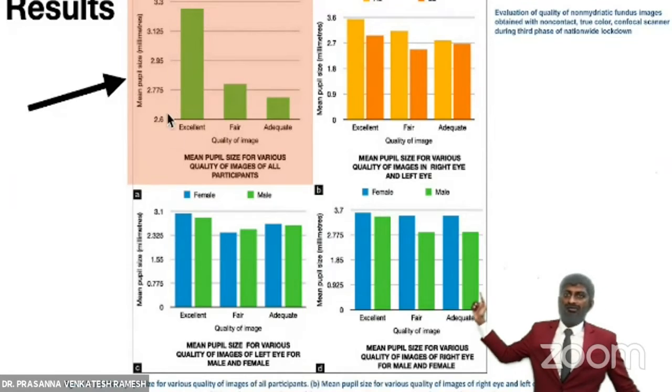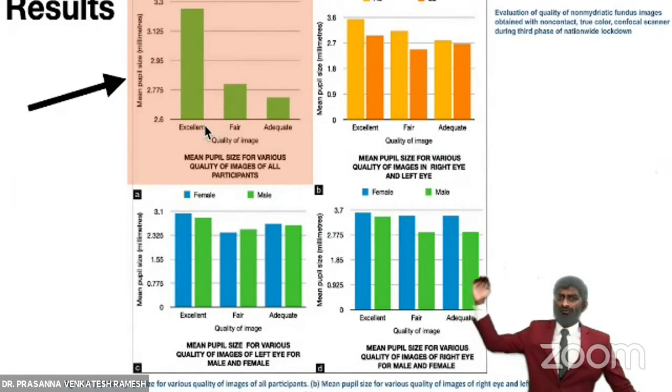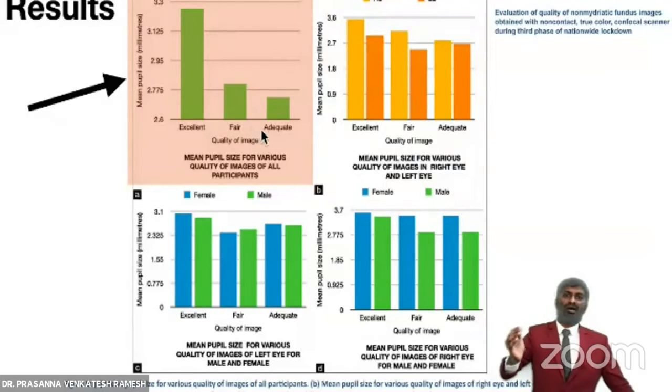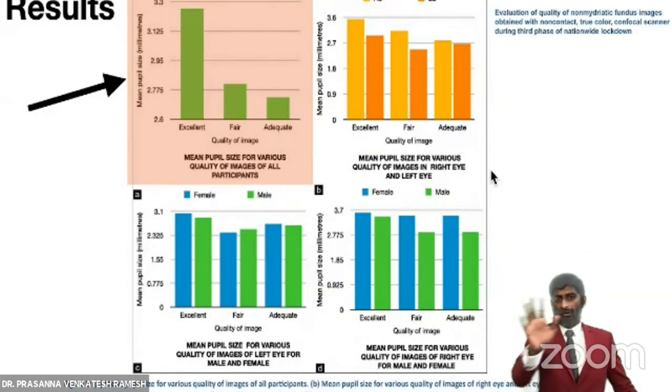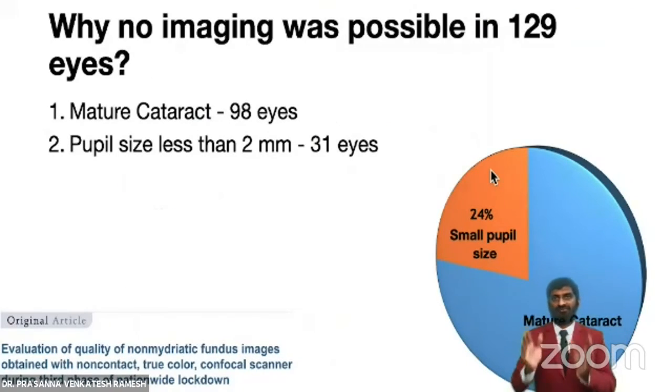The pupil size, as you can see in this red box here, was higher in the excellent group, and it was getting lower and lower as we go to the fair and adequate groups. I'm not going into the details of other data, just the one that I want to emphasize.